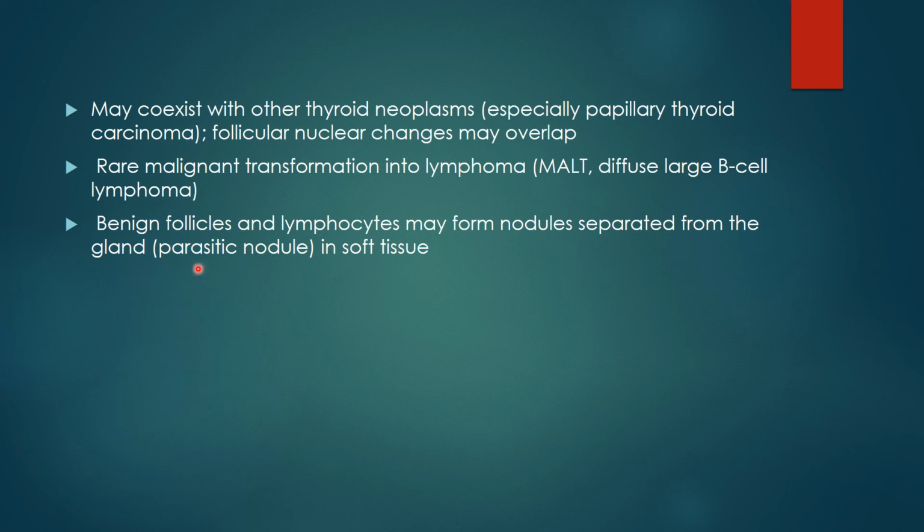Benign follicles and lymphocytes may form nodules separated from the gland, which are called parasitic nodules in soft tissue. So Hashimoto thyroiditis can occur with papillary thyroid carcinoma or can lead to papillary thyroid carcinoma. It can also cause MALT lymphoma or diffuse large B-cell lymphoma. It can cause parasitic nodule formation in the soft tissue because of the presence of benign follicles and lymphocytes.